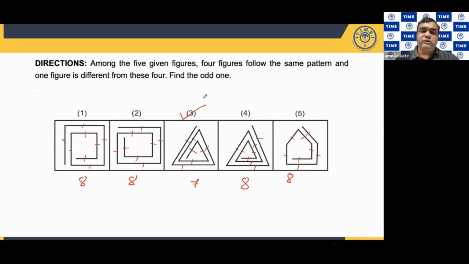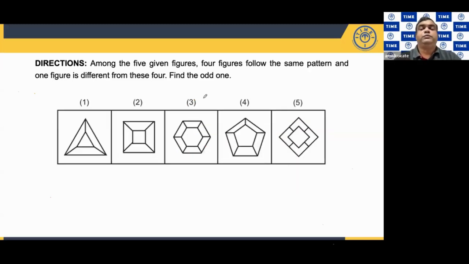So one is direction: from the outer point, if you go towards the inner point, you are moving clockwise. That's a structural logic. Or you count the number of lines, and you realize the third figure has only 7 lines, and the rest of the figures have 8 lines. Is that okay, everyone? No problem in this? Okay, let's go ahead.